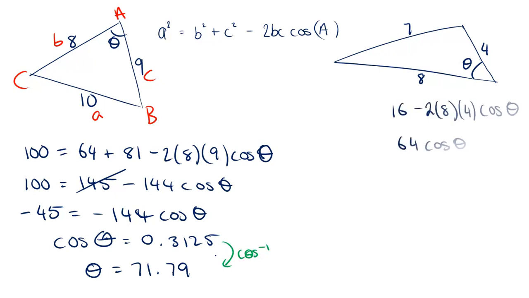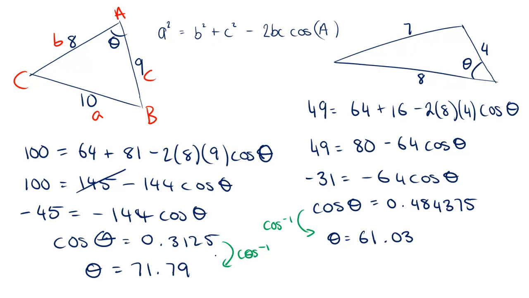Okay, if you did try to do that, you should have something that looks like so. So here's the full substitution and then the rearrangement. You end up with cosine of theta is equal to this, 0.48, so on. Then you do inverse cosine of this to work out what theta is, and you should get 61.03. Okay, well done if you managed to get there. If you didn't, you can pause the video again and have a look through.